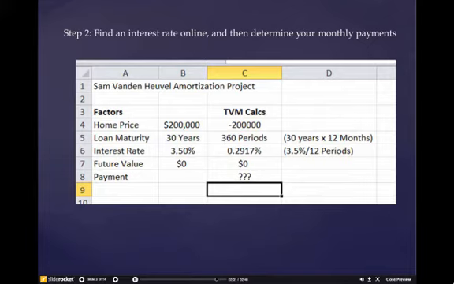Now with the interest rate, we're going to divide that by 12, because it's 3.5% per year. So what is that per month, since this is a monthly amortization? So we look at how many periods, the per period interest rate is going to be the annual rate divided by 12. And then the future value is still 0, and then we're going to find our payment.